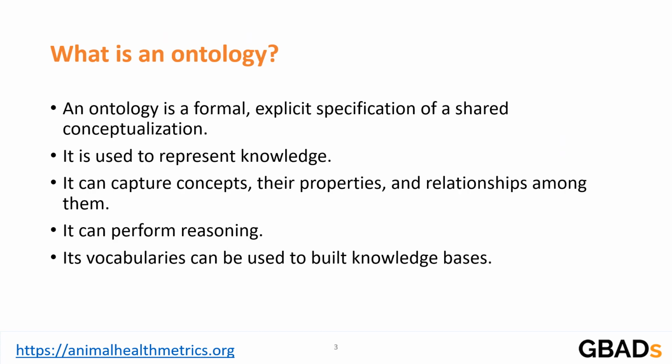Before I explain the data catalog vocabulary, I would like to give a brief discussion about an ontology. An ontology is a formal, explicit specification of a shared conceptualization. It is used to represent knowledge. An ontology can capture concepts, their properties, and relationships among them. It can perform reasoning. We can use its vocabulary to build knowledge bases.